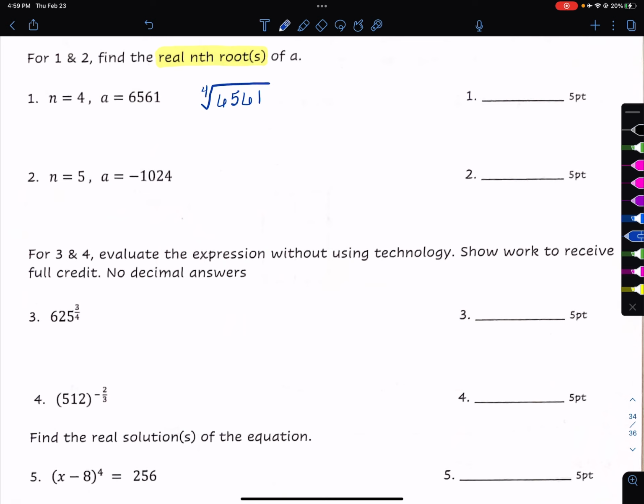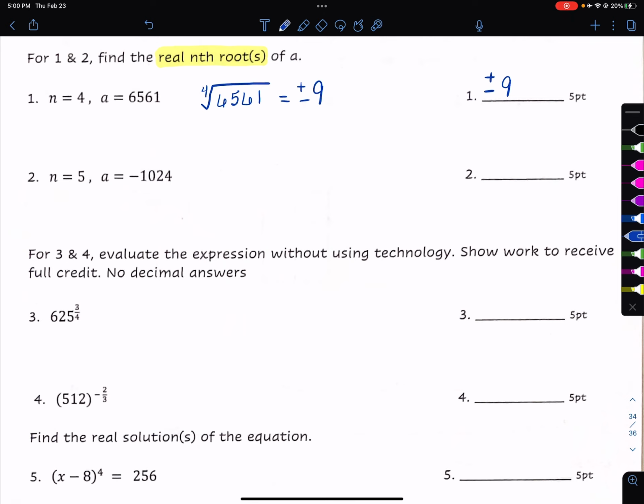And in this case, it is going to be plus or minus because it is an even root. Even root is when we're going to consider the plus and minus option, okay? So this one here is going to be plus or minus, and the value of the fourth root of 6,561 is 9. So our answer here will be positive 9 and negative 9. Okay, you have to have both parts in order to get credit for that one.